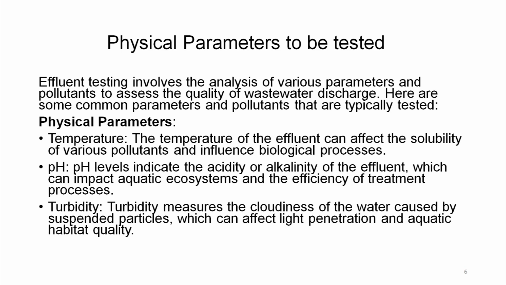Temperature. The temperature of the effluent can affect the solubility of various pollutants and influence biological processes. Hence, that needs to be controlled very effectively. pH. pH levels indicate the acidity or alkalinity of the effluent, which can impact aquatic ecosystems and the efficiency of treatment processes, because too high a pH or too low a pH, high pH meaning severely alkaline and low pH meaning severely acidic, can affect the aquatic ecosystem.